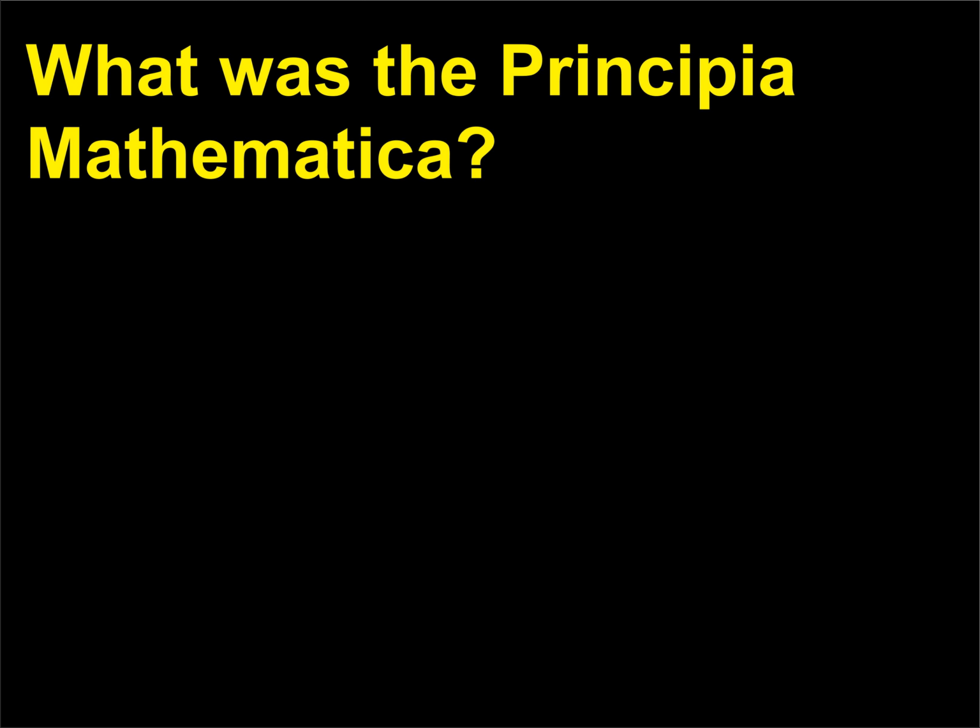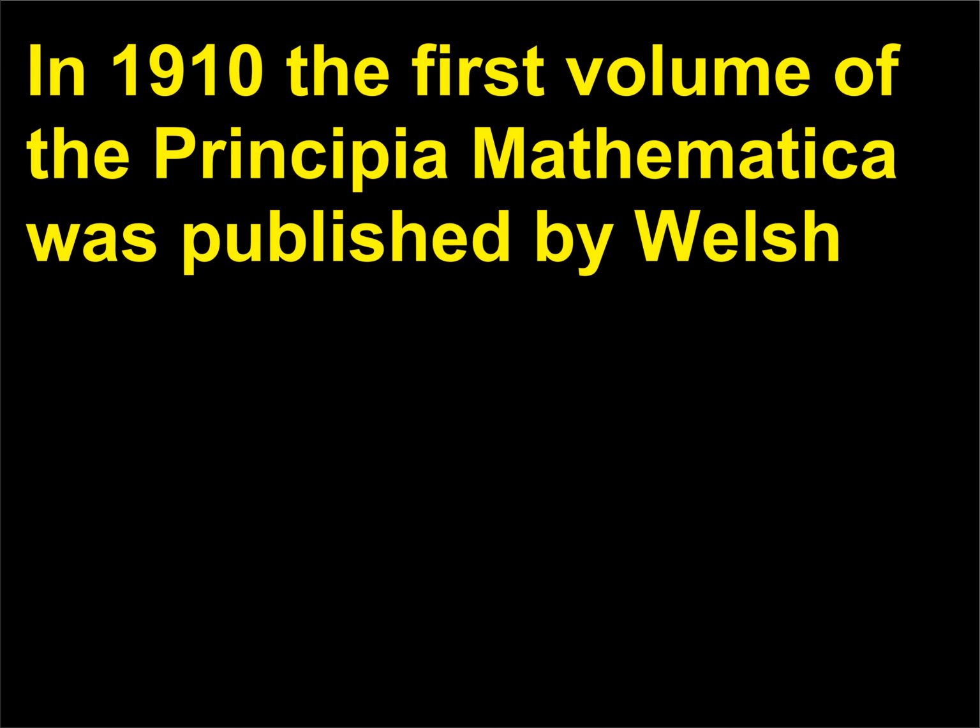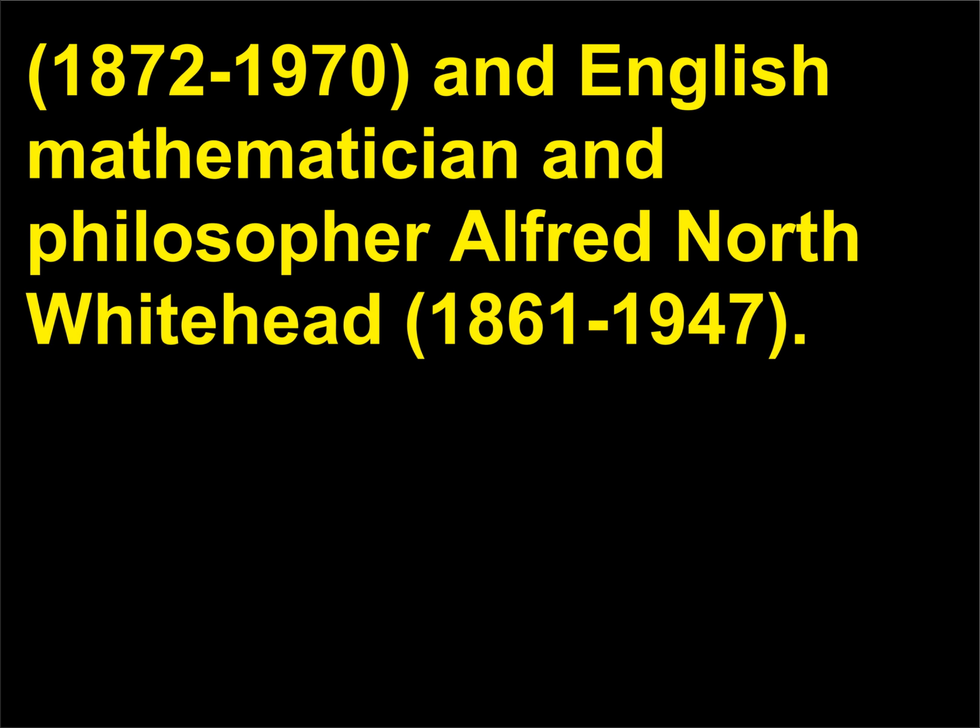What was the Principia Mathematica? In 1910 the first volume of the Principia Mathematica was published by Welsh mathematician and logician Bertrand Arthur William Russell, 1872 to 1970, and English mathematician and philosopher Alfred North Whitehead, 1861 to 1947.